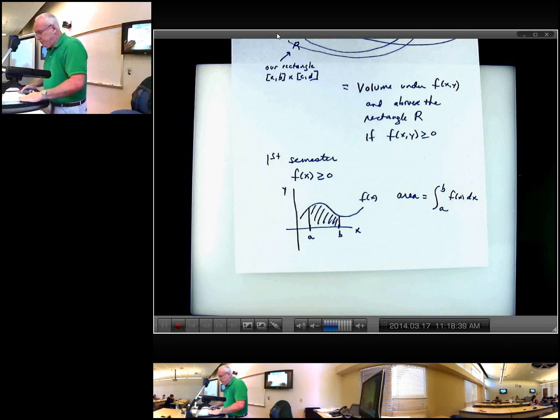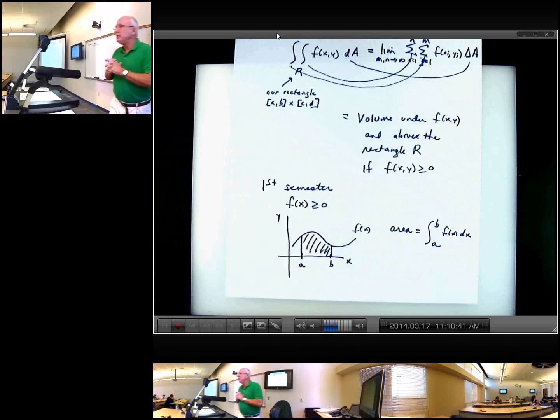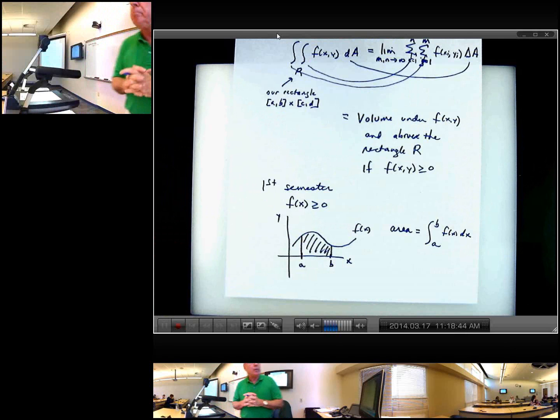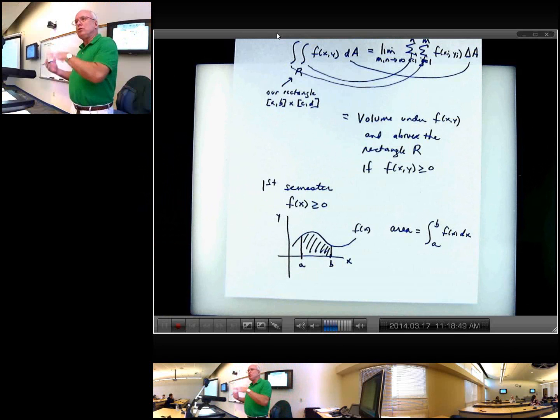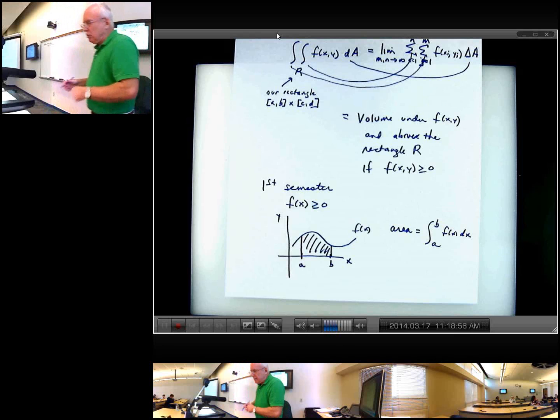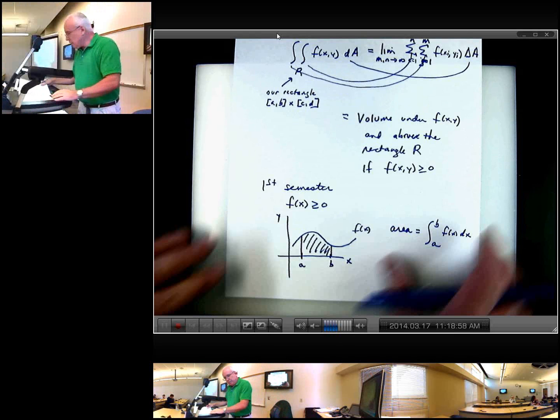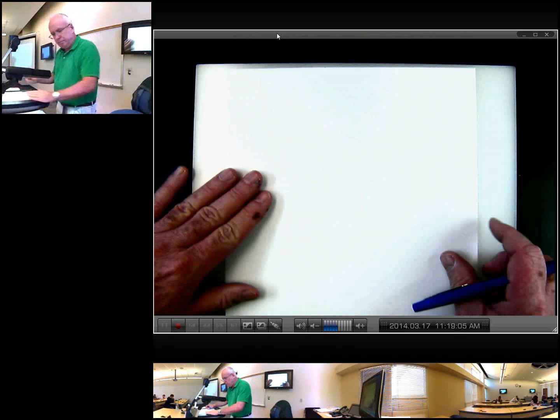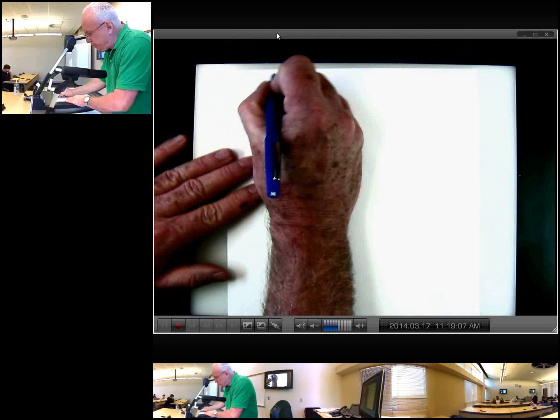Any question about this? I know it's going through kind of quickly. If you just compare it to what you learned in first semester, it just extends that. All right, let's look at a couple of types of problems that you might have connected with this first section.